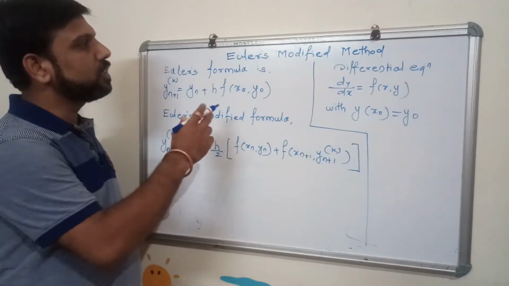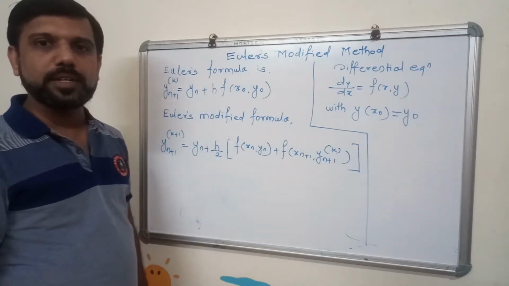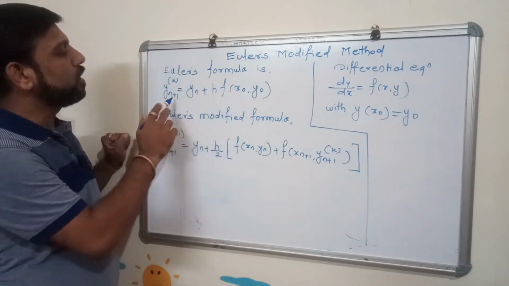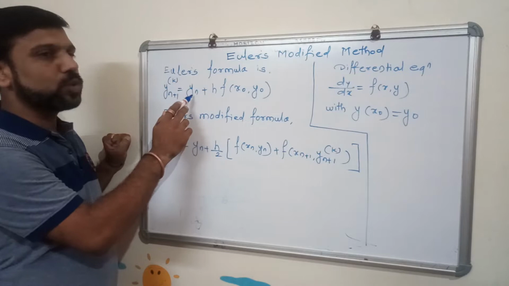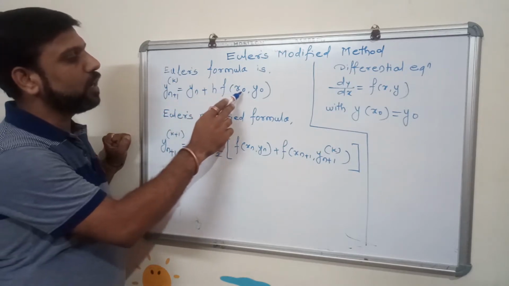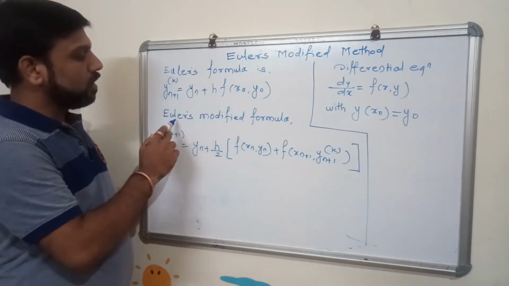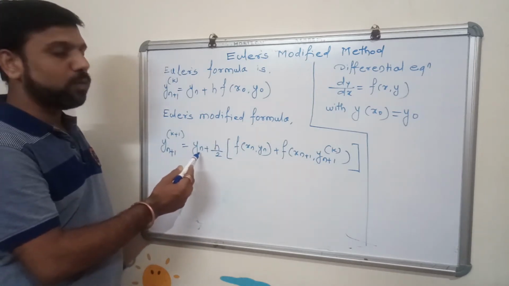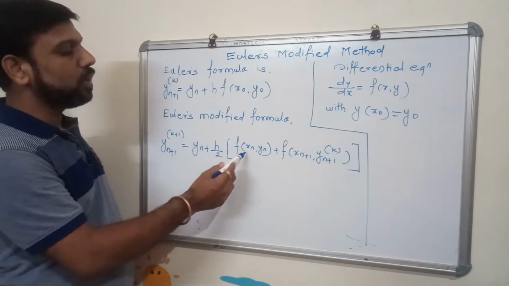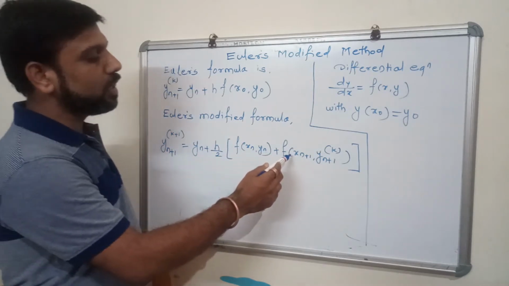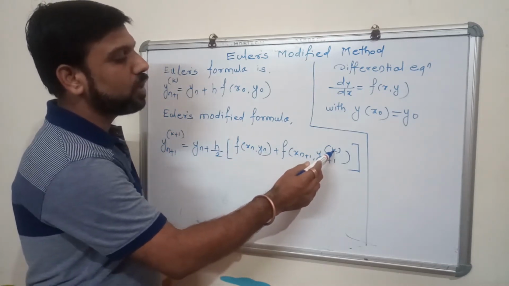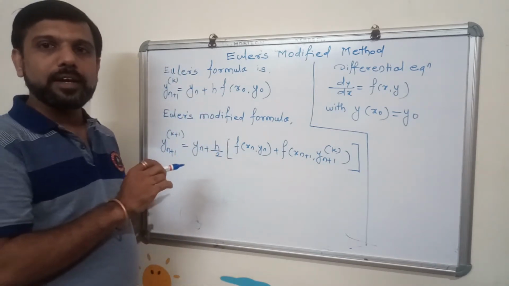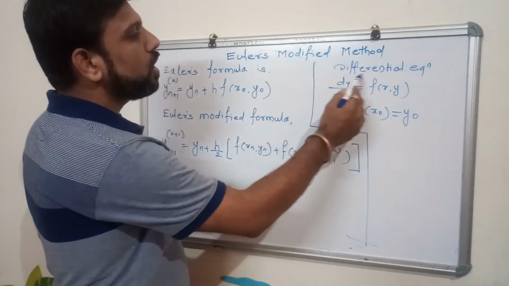Hello friends, this is the session regarding Euler's modified method. Now this is Euler's formula: y_{n+1}^{(k)} = y_n + h f(x_0, y_0), and Euler's modified formula is y_{n+1}^{(k+1)} = y_n + h/2 [f(x_n, y_n) + f(x_{n+1}, y_{n+1}^{(k)})].